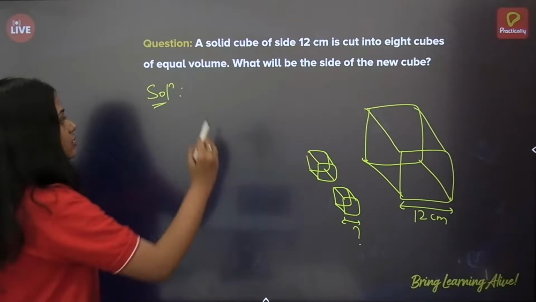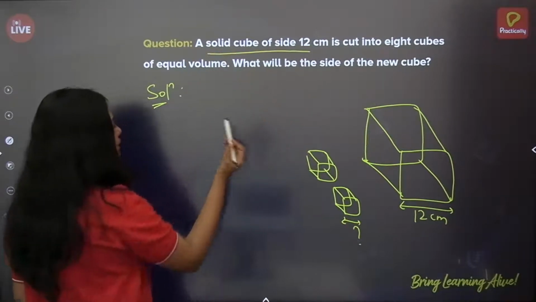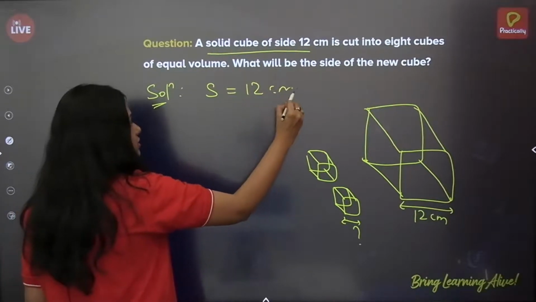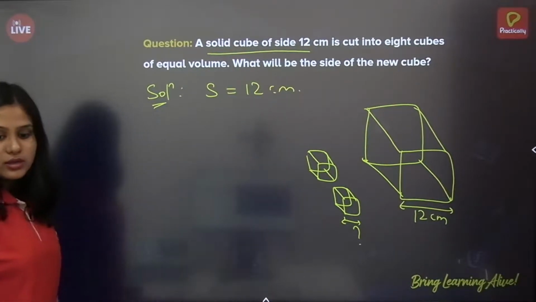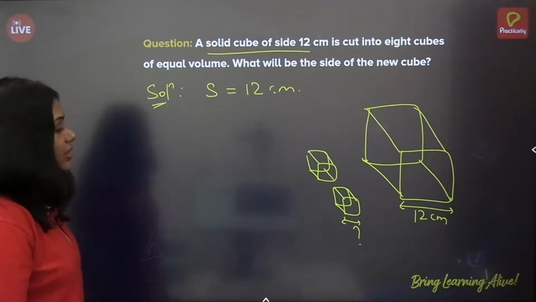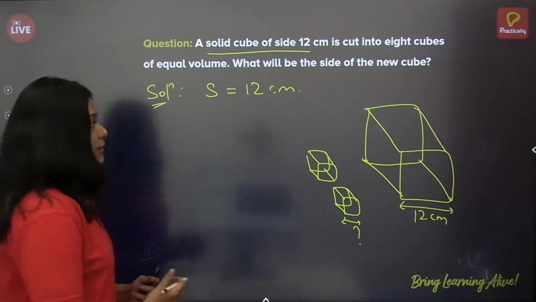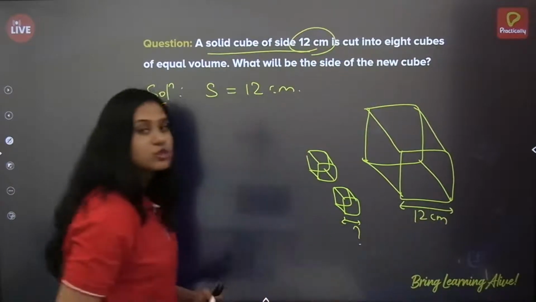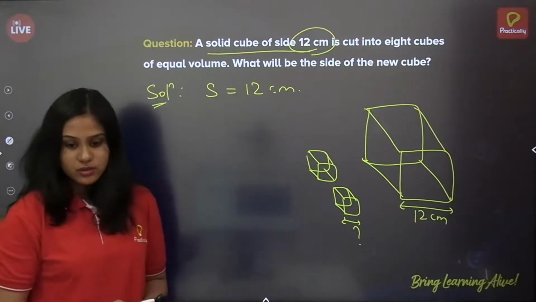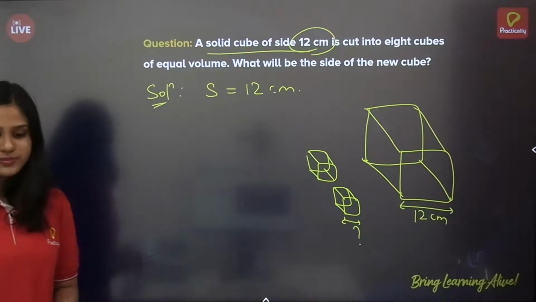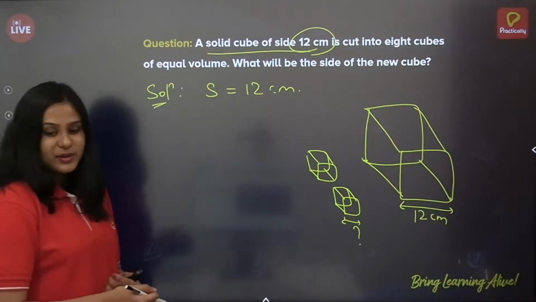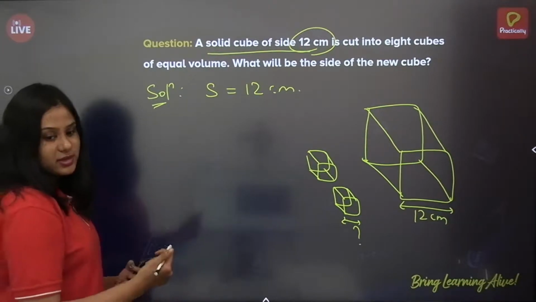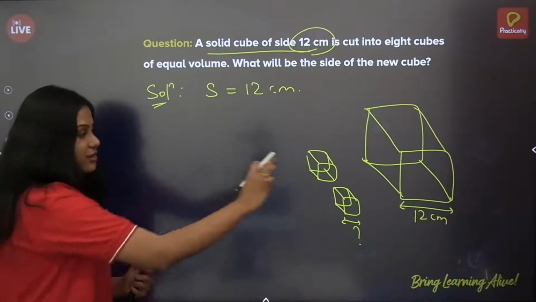What is given? The size of a solid cube is 12 centimeters. So let us take S equals to 12 centimeters, right? Why write 12 there? Because the solid cube of side 12 centimeters, correct? So that is why I have written this to be 12 centimeters.